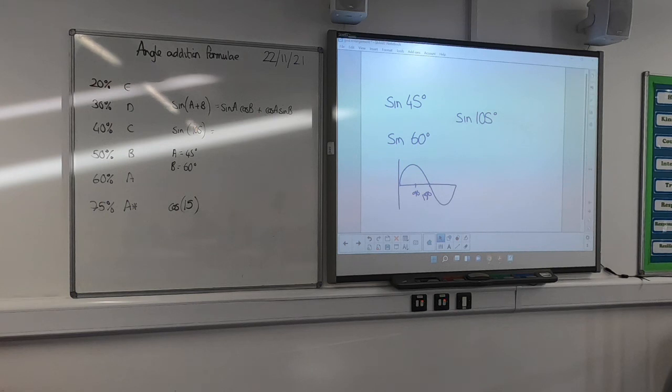Formula on the formula sheet, so nothing to remember. You can do cos of 15 for me, making sure you read the formula carefully.